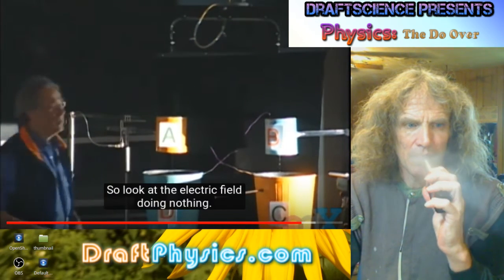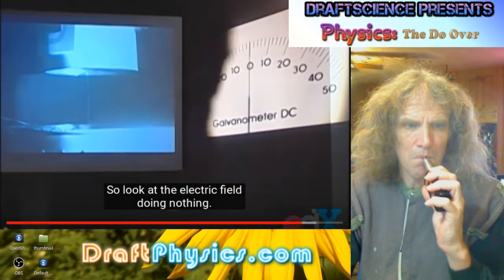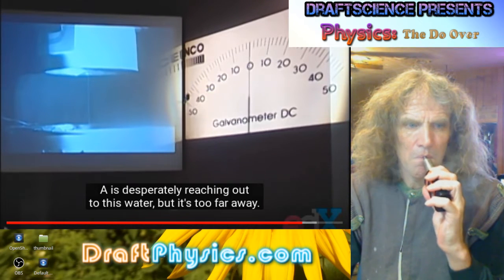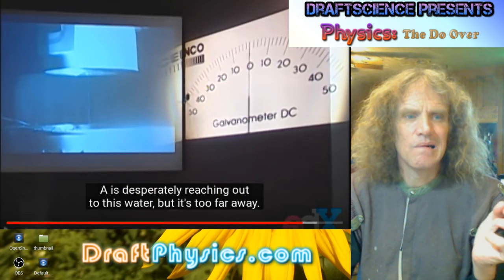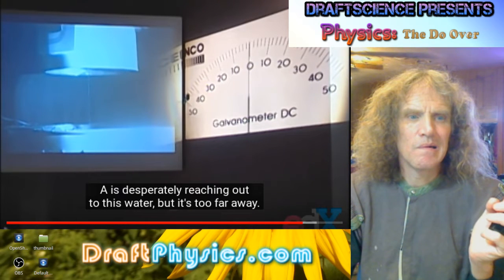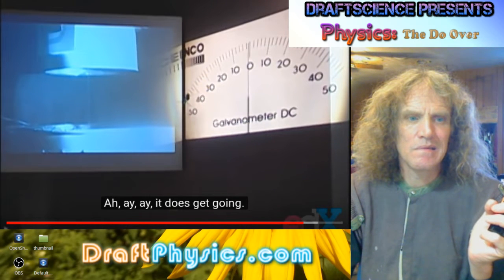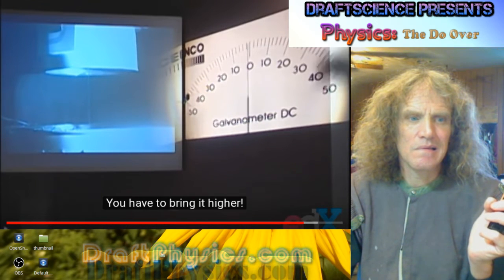Okay. So look at the electric field doing nothing. System can't start. A is desperately reaching out to this water, but it's too far away. It can't polarize it, and the battery can't get going. Oh, yeah, it does get going. Oh, Marcos, we didn't bring it far enough. You have to bring it higher.